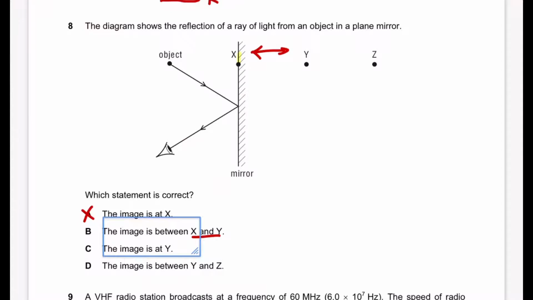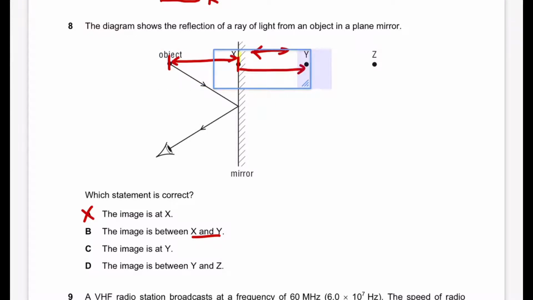Image between X and Y means the distance is obviously lesser than the distance between the object and the mirror surface. Okay, this is what it means. The distance between the object and the mirror surface, which is right here and here, should be equivalent to the distance from the mirror to the image behind the mirror. Not less, not more. So in this case, B is out.